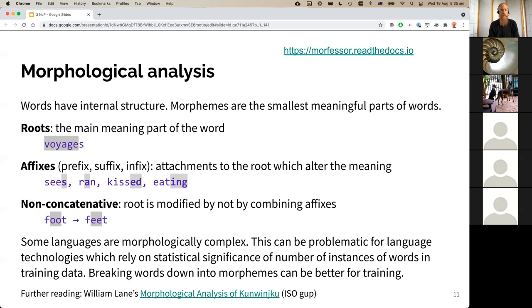So again, we'll use the word example, voyages. The root of the word is voyage, so that's the primary morpheme of that word. The S is an affix onto that word. We can change words by affixes; prefixes, suffixes or infixes are different types of affixes. A prefix is something that's been added to the beginning of a word, a suffix has been added to the end, and an infix is a change to a word, typically a vowel in the middle of a word, to alter the meaning of it. So run can be changed by the affix to ran.